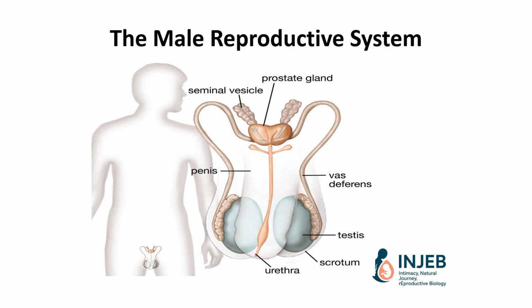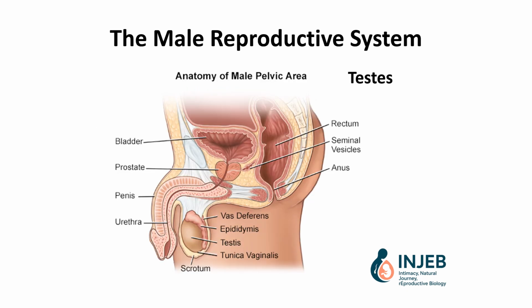Now, the male reproductive system. The main organs are the testes, the epididymis, the vas deferens, the prostate, and the penis. Testes are not in the abdominal cavity. They are in the scrotum. They produce sperm and also make testosterone, the main male hormone.